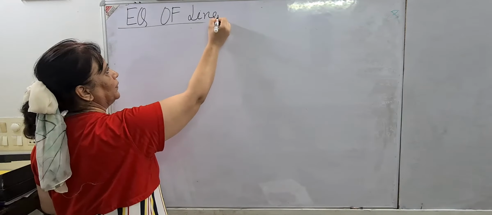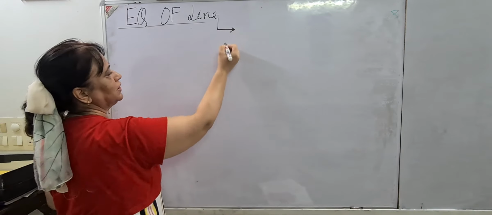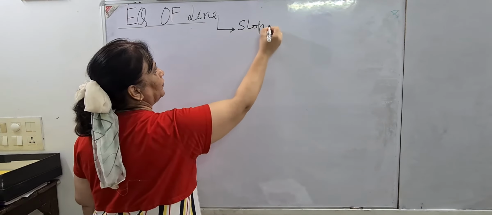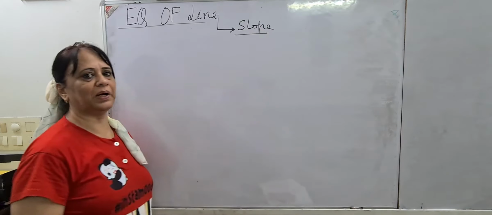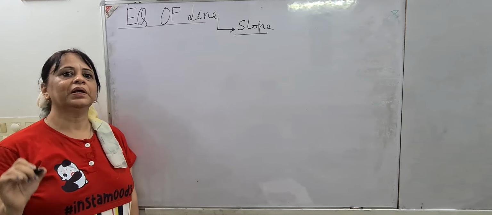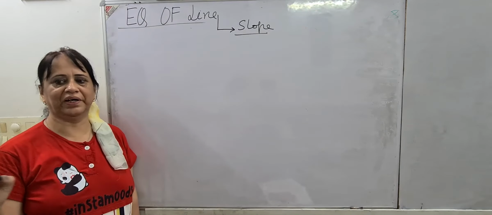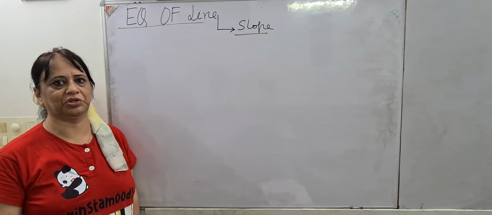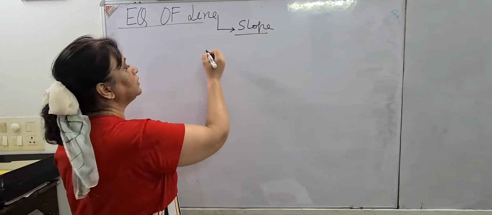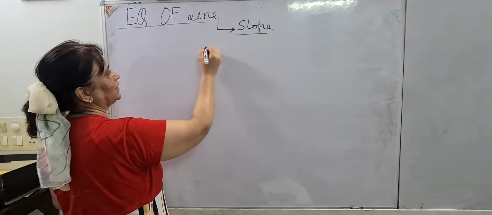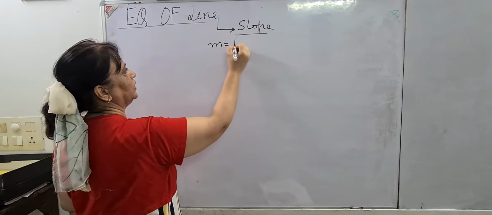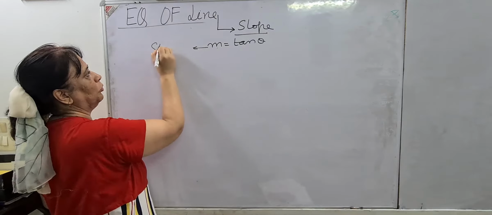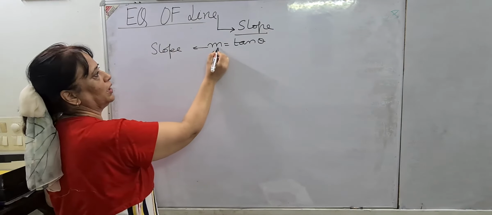See, to form the equation of line, the most important and necessary step is slope. Slope. As in the morning, without brush you don't eat, similarly, without slope you cannot find the equation of line. Without slope you cannot find the equation of line. So, finding the slope, there are three methods. One is very simple, m is equal to tangent theta. I have written the word m. M is to denote slope. Slope is denoted by small letter m.